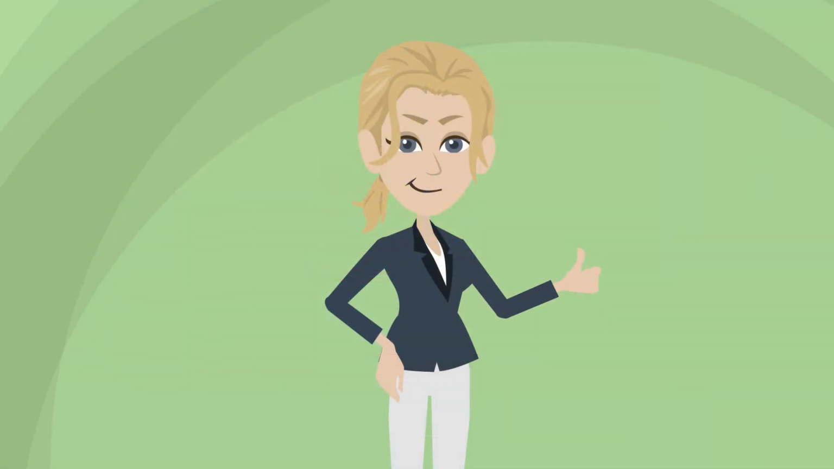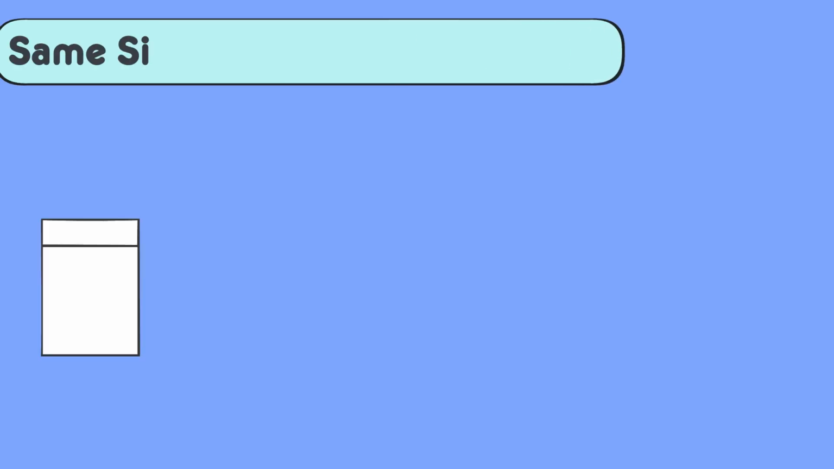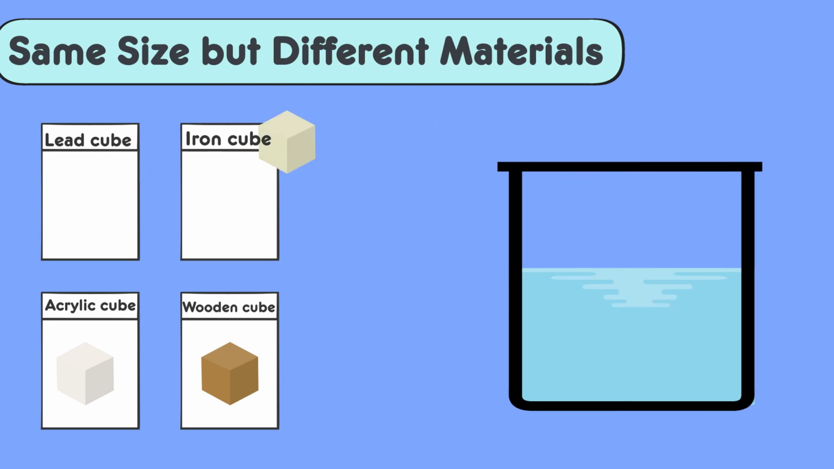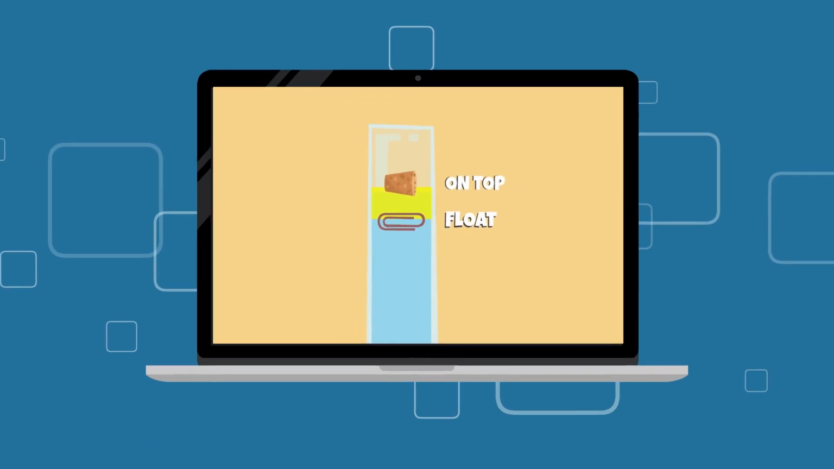Ready to explore today's hands-on experiment? We've prepared an experiment with 4 cubes identical in size, but each made from a different material. We'll place these cubes in a beaker of water to see how each one interacts with the environment. So let's go ahead and do a quick recap.